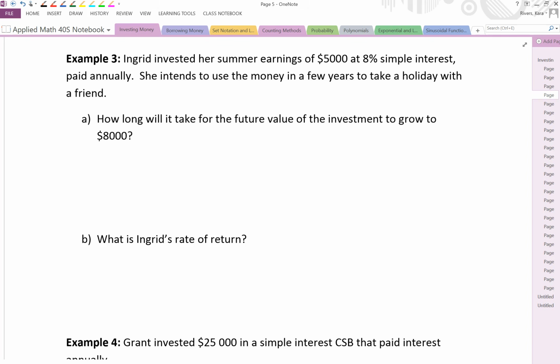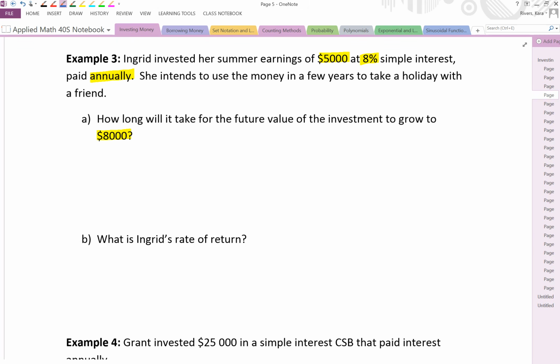Ingrid invested her summer earnings of $5,000 at 8% simple interest paid annually. She intends to use this money in a few years to take a holiday with a friend. A is asking us, how long will it take for the future value of the investment to grow to $8,000? Alright, so let's highlight some key information. We've got our A value, or future value, of $8,000. She's got a principal of $5,000, and she's going to be earning 8% simple interest paid annually.